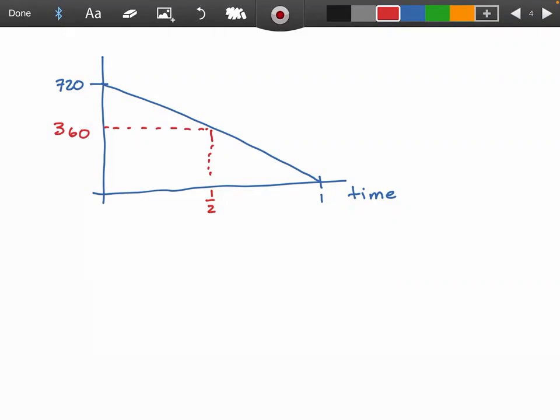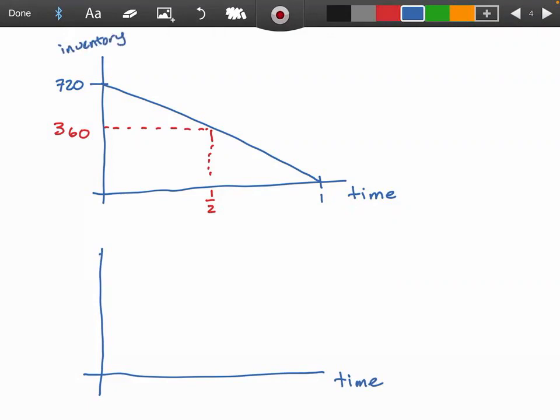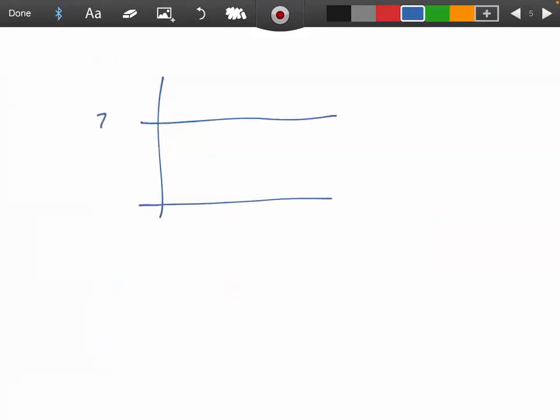There's a reason why I did that halfway mark. One thing that we're going to have to figure out is it costs us money to store these calculators. It costs us $2 for every calculator we store. So if we had 720 calculators as our inventory the whole year across, so that at the end of one year, we started off with 720 and ended with 720, this would cost us a total of 720 times $2 per calculator.